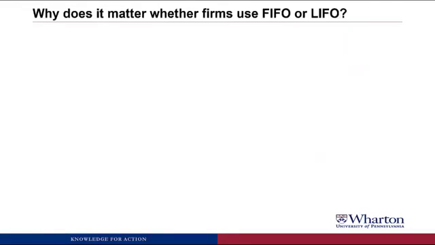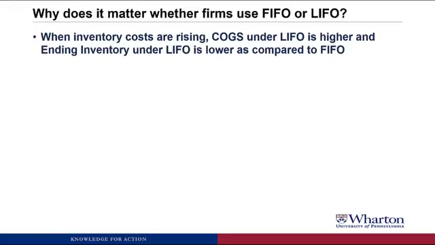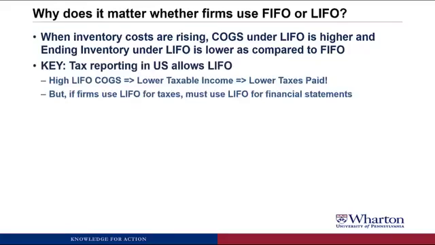Let's talk about why it would matter whether a company uses LIFO or FIFO. When inventory costs are rising, which is generally the case because of inflation, cost of goods sold under LIFO is higher and ending inventory under LIFO is lower compared to under FIFO. In the US, tax reporting allows companies to use LIFO. So what that means is that if you have higher cost of goods sold under LIFO, you have lower taxable income, which means you pay less in taxes. So there are tax savings due to using LIFO.